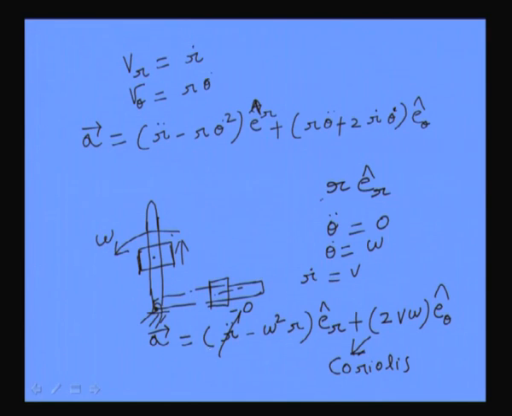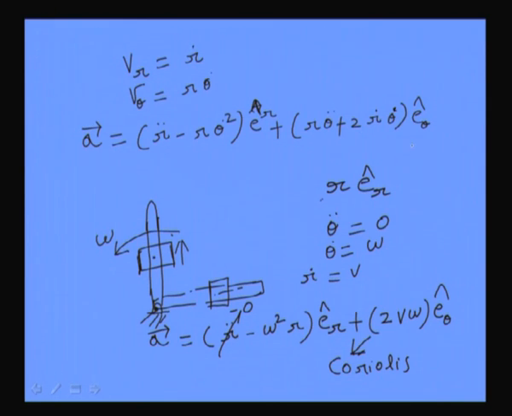So, this is about the other component. Similarly, in general, there are 4 components here: r double dot, that is basically dv by dt, then you have the centripetal portion, then r theta double dot, which comes due to angular acceleration, and then there is a Coriolis component of the acceleration.